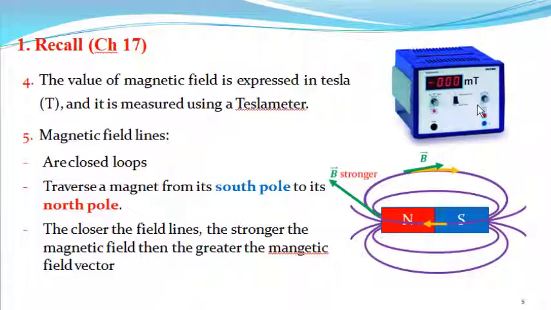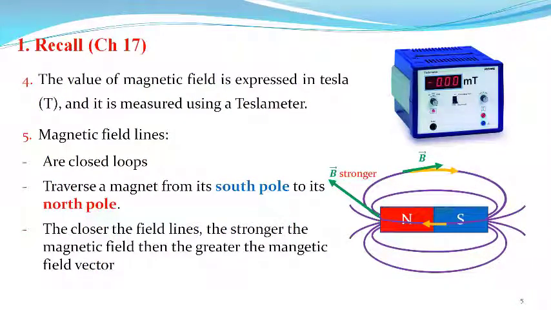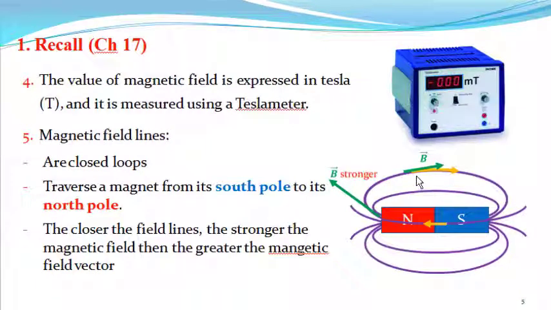It's important to know that the magnetic field lines are closed loops. They traverse a magnet from its south pole to its north pole. As you notice in this figure, the magnetic vector B is tangent to the loops of the magnetic field. The closer the field lines, the stronger the magnetic field, then the greater the magnetic field vector B.